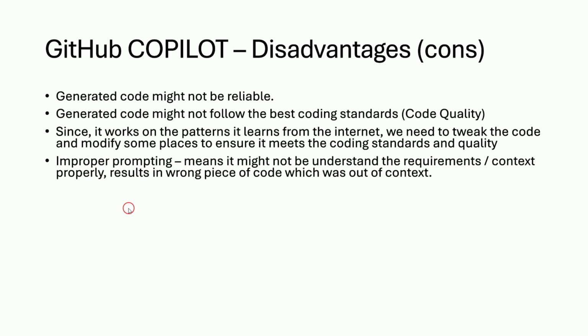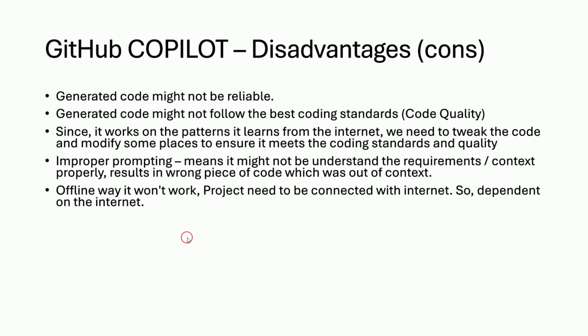And the other thing is improper prompting, right? It might not understand the requirements or context properly. If ChatGPT or these copilots, the GitHub Copilot, don't understand your requirements, or you are unable to provide the proper prompt, or sometimes GitHub Copilot itself misunderstands what you have provided, in that case it will give you the wrong piece of code which is out of context. This is possible, right? So the prompting should be very precise and understandable by Copilot.